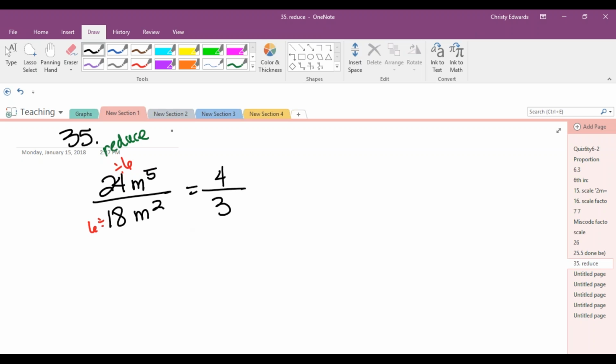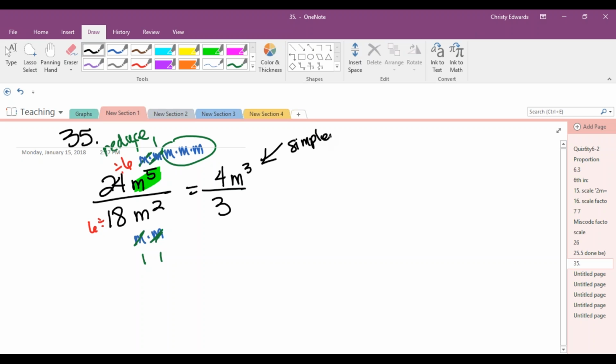Yeah, good. Okay, now let's look at our m's. This is m multiplied 5 times on top, right? That's a power of 5. This is m squared. Can't an m over an m cancel to 1? And another m over an m cancel to 1, leaving how many m's multiplied on top? M to the third. This is the simplest way to write this original fraction.